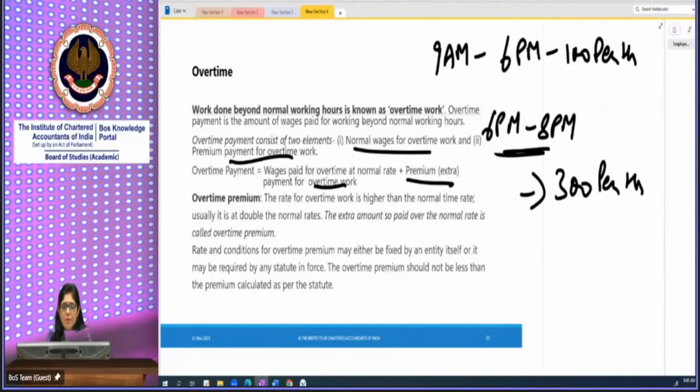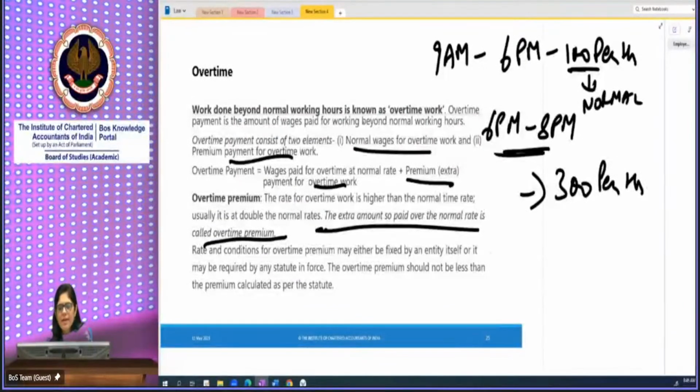Now, this is very, very important, this line. See, from 9 a.m. to 6 p.m., the normal rate is 100 per hour. This is the normal rate. All right. From 6 p.m. to 8 p.m., you are paid 300 per hour. In this 300 per hour, how much is the overtime premium? 300 is not overtime. I'm repeating. Rupees 300 per hour is not overtime. Total 300 is not overtime. How much is the overtime premium in this? Can anybody tell me? How much is the overtime premium in this?